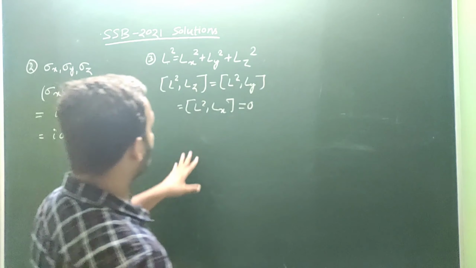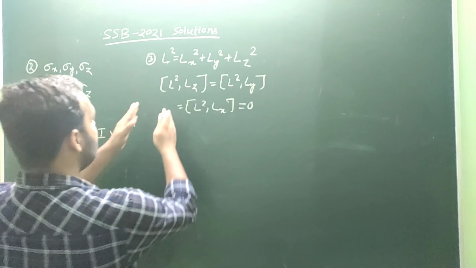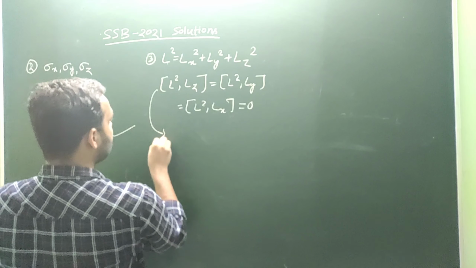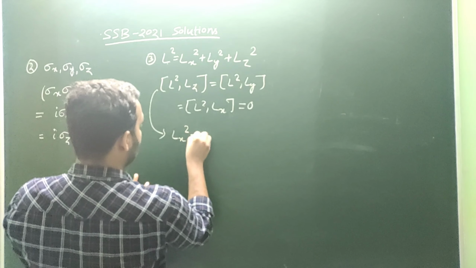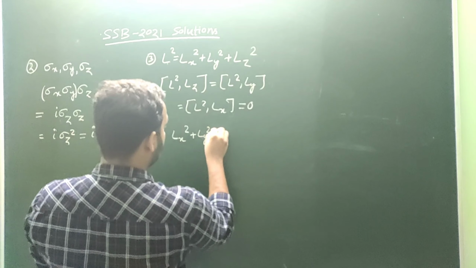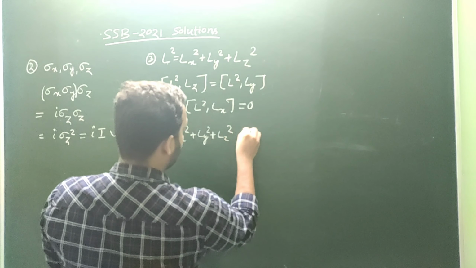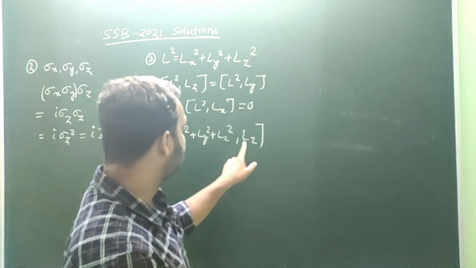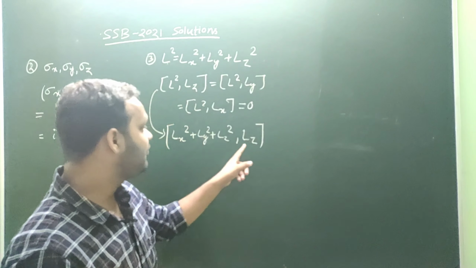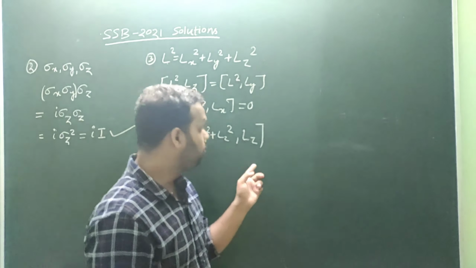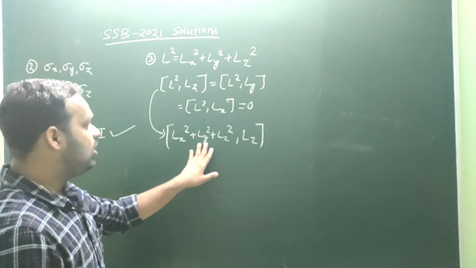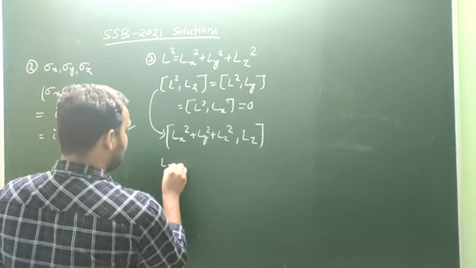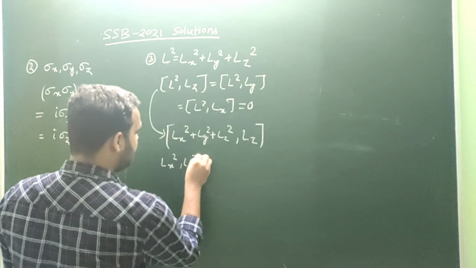If you want to calculate, then also you can calculate. Just put the value of L square here: Lx square plus Ly square plus Lz square, commutator bracket with Lz. So Lz square with Lz, these are same functions, so this will give you 0. Only Lx square and Ly square will contribute. Now let's take Lx square with Lz.